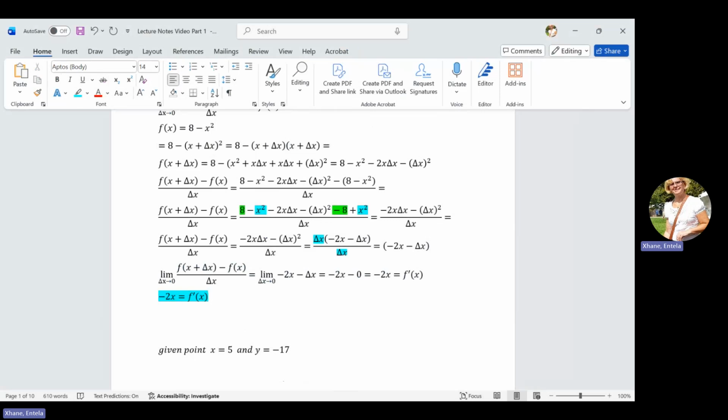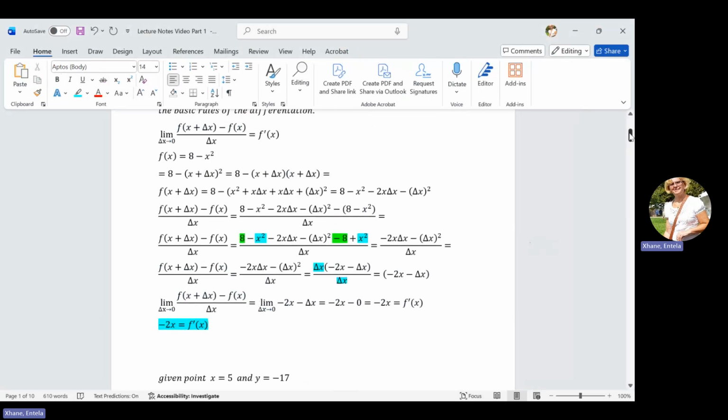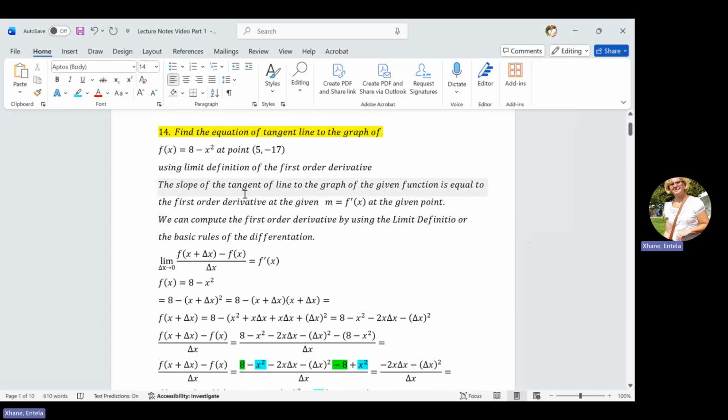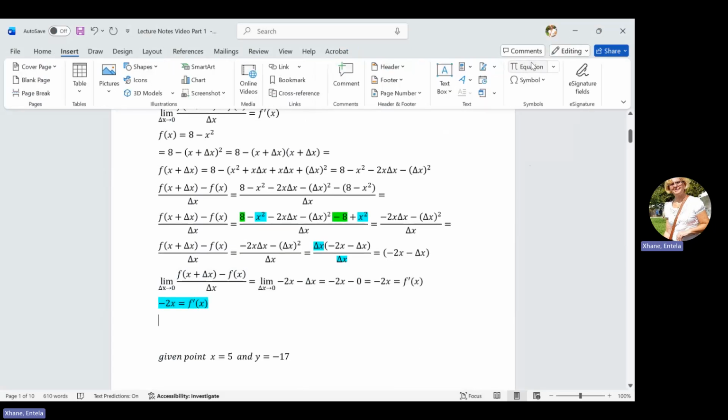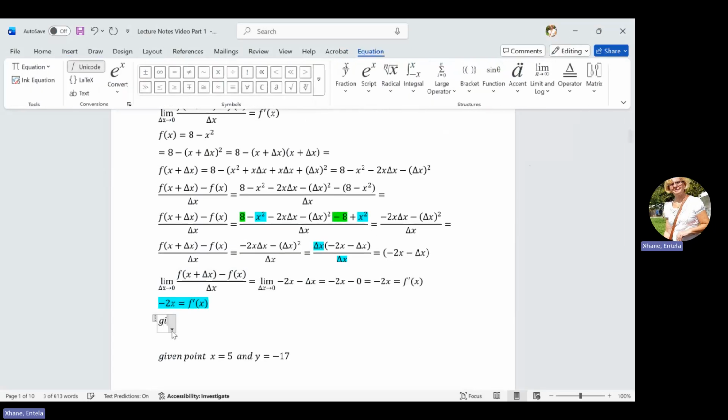Now, the first order derivative, as you see, is an expression of a variable x. As you know, slope is a number. So how do I change this into a number? Let me go back to what I just said. The slope of the tangent line to the graph of the given function is equal to not only the first order derivative, but the first order derivative at the given point. So in order for me to change the first order derivative into the slope of the tangent line, I have to use the given point, which in this case is (5, -17).